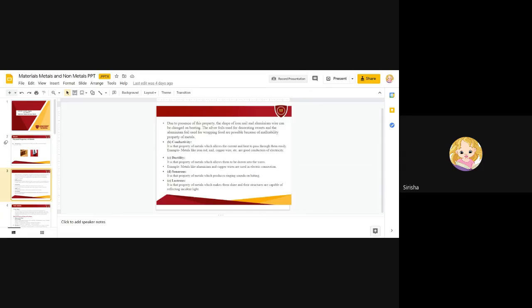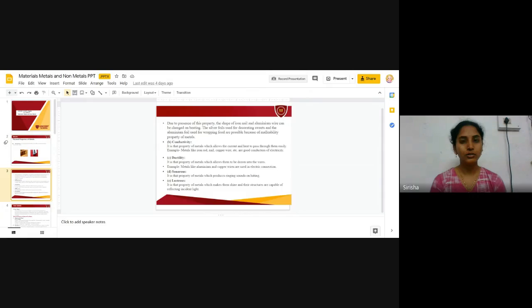And see, in your houses, you might have seen sweets which are wrapped in silver foil or aluminum foil. And you have seen aluminum foil used for wrapping food like chapatis, pulkas whenever you're going out. So that is aluminum foil. That is also a metal. So that type of property, where the metal can be beaten into thin sheets, is known as malleability. Next property is conductivity.